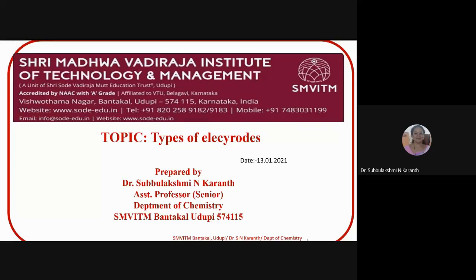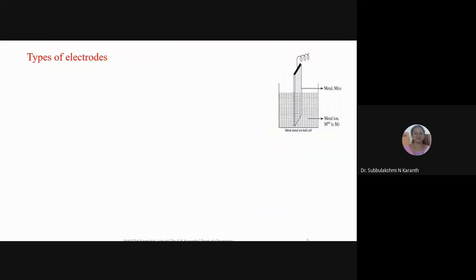Today we shall take up types of electrodes. Today's topic deals with the types of electrodes. Mainly, there are six types of electrodes observed.